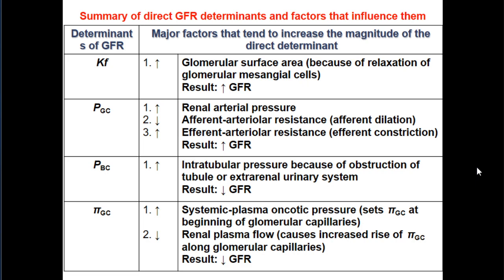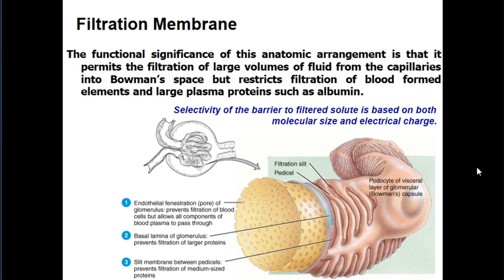Hydrostatic pressure of Bowman's capsule, if it increases, for example, intratubular pressure rise because of the obstruction of the tubule or extrarenal urinary system, will result in decreased GFR because this force opposes filtration. Now, oncotic pressure of the glomerular capillary, or colloid osmotic pressure. If it decreases, and that's the force which opposes filtration, then the GFR increases.